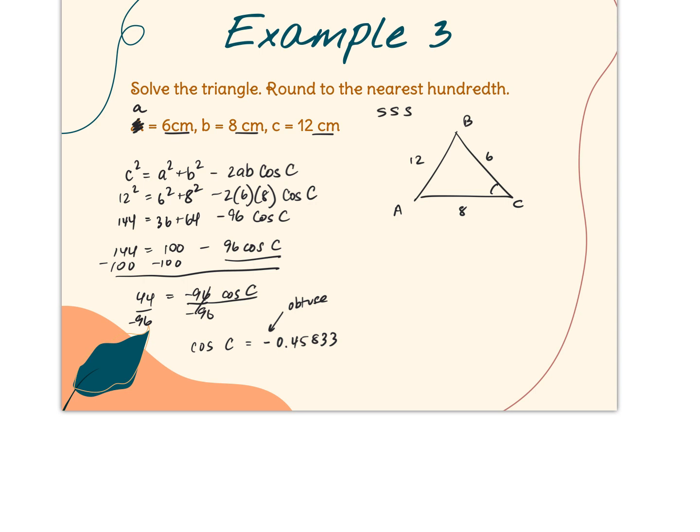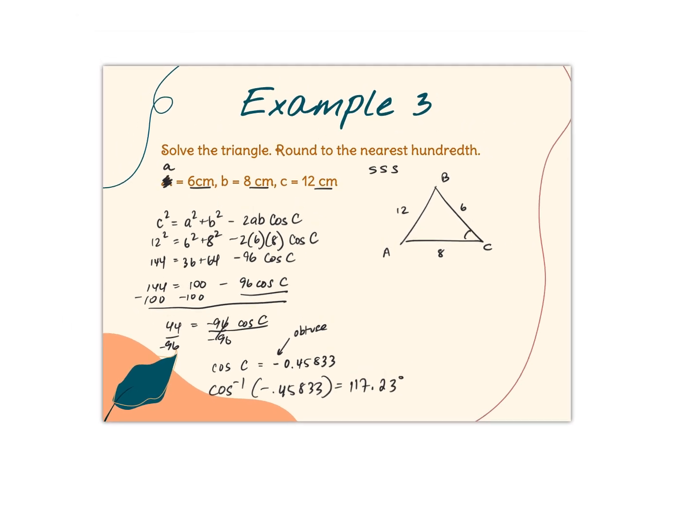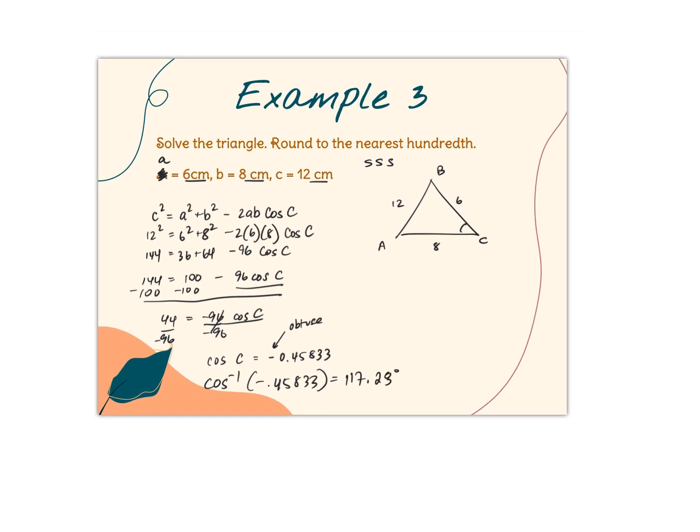And so we're just going to go to our calculator and we're going to type that. We're going to do inverse cosine of negative 0.45833, and we're going to get that obtuse angle, and you're going to get 117.23 degrees, or 28 degrees, sorry, 28.